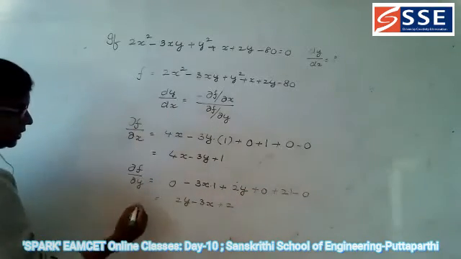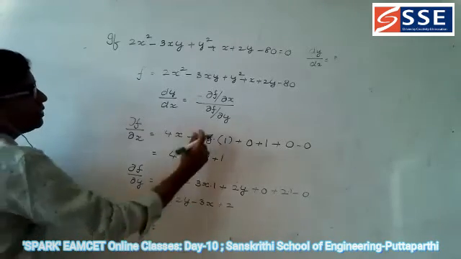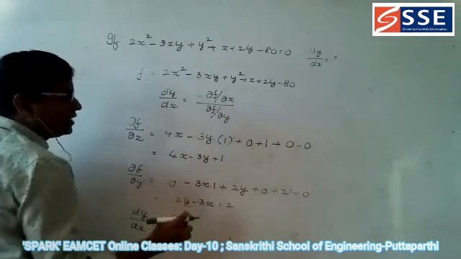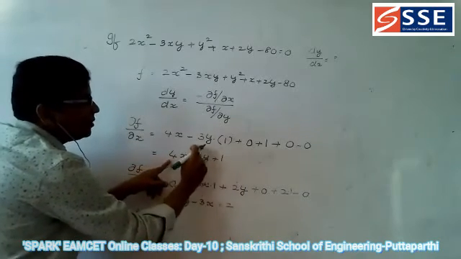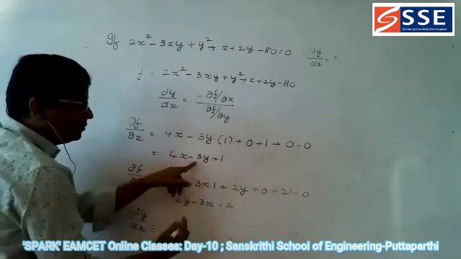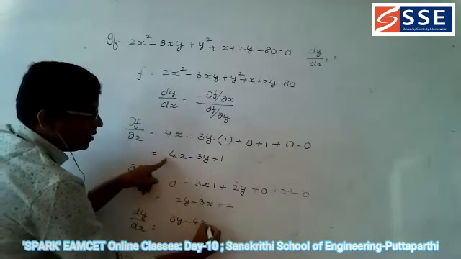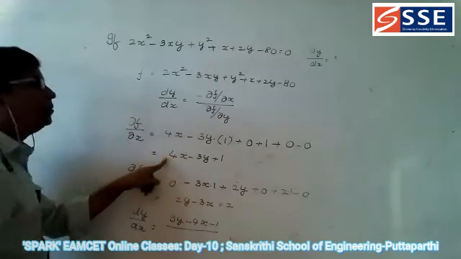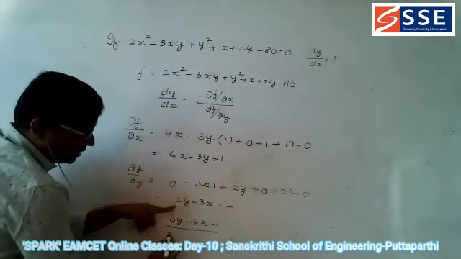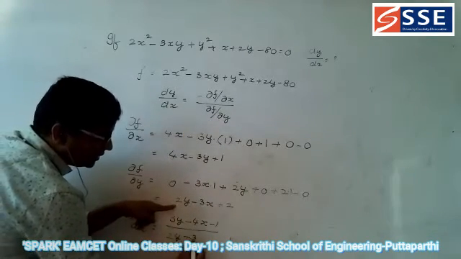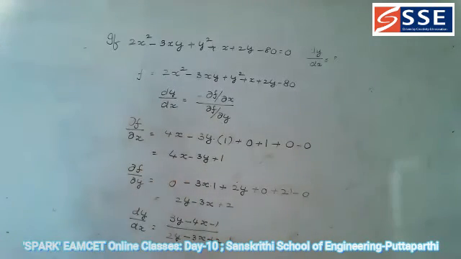And now we want to find dy by dx. dy by dx is equal to, the formula is minus of this function over this function. Minus means plus terms are written as minus and minus terms as plus. So 3y minus 4x minus 1 divided by the same thing, 2y minus 3x plus 2. So this is the answer.